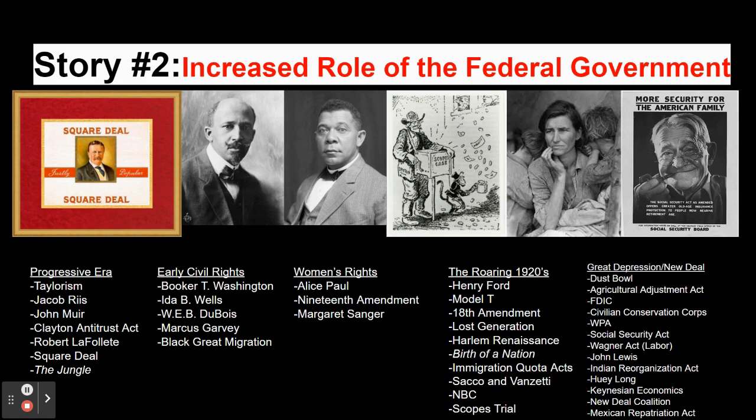So we see that push and pull in immigration, but other things as well. We see this in religion. We see growing concerns over new technology and what that means for America. We've got this push of values that's taking place in the form of prohibition. But in general, in terms of the 1920s, it is a period of transition.